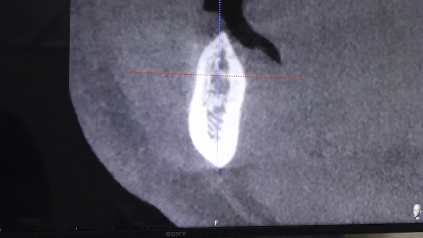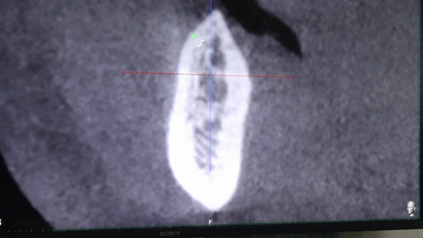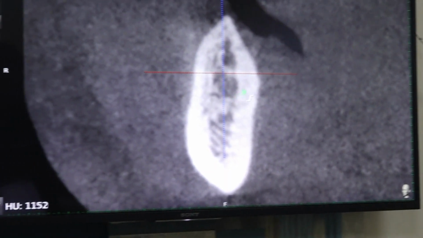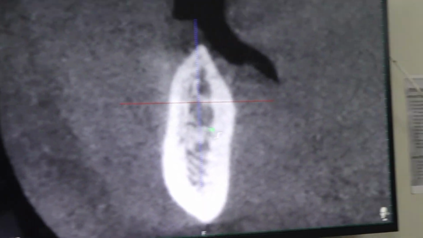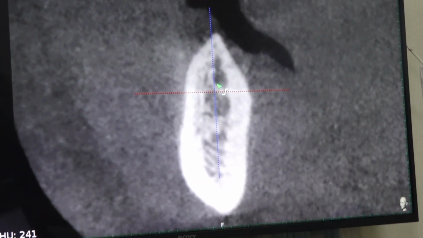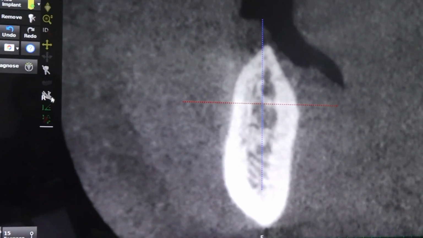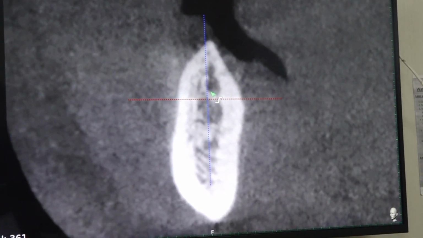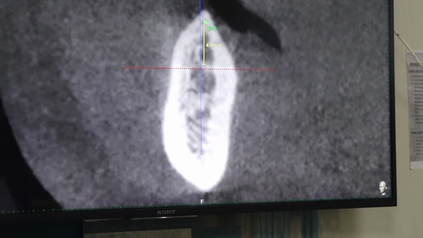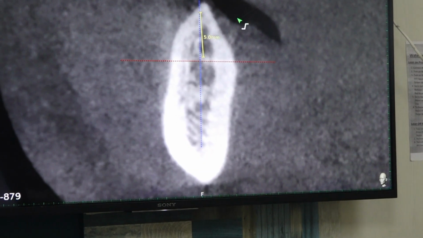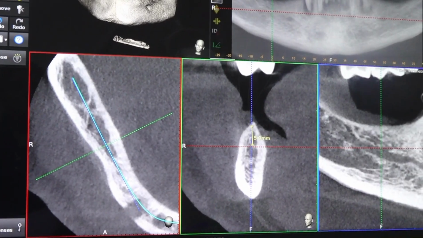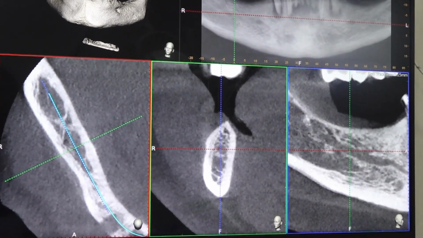So the 6th region, the mesial root of the 6th region, not only the ridge is thin, but also the canal is here. Okay, the canal is here. So the length available is around 5 mm, right? Okay, we are going to the almost 7th region.